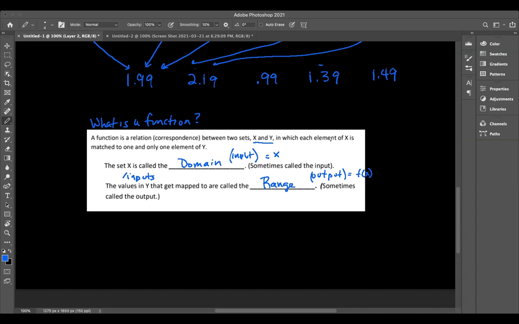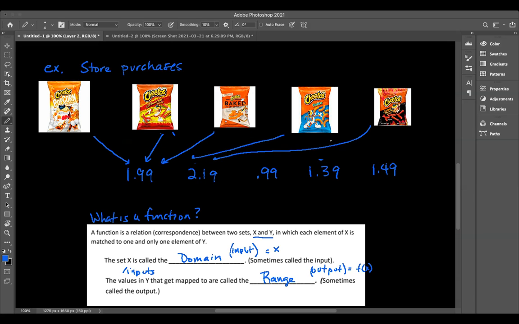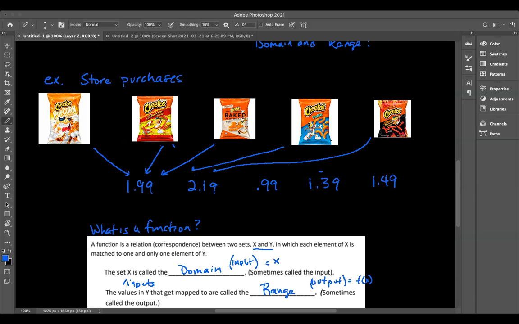So here's what I'm talking about here. If you don't understand domain and range, what the heck does that mean? So let's go back to the store purchases of Cheetos here. All these little pictures of Cheetos are called a domain, because these are what we're going to input to find out what the value is. So these would be the domains. And then the prices would be the ranges or the outputs. So domain is the input, and the ranges are the outputs. So that's kind of how it goes a little bit. Domain and range and how that works.